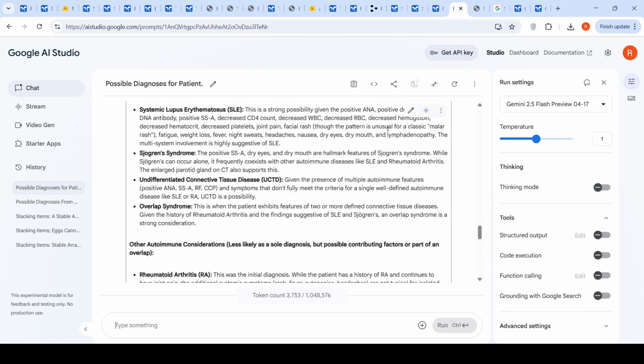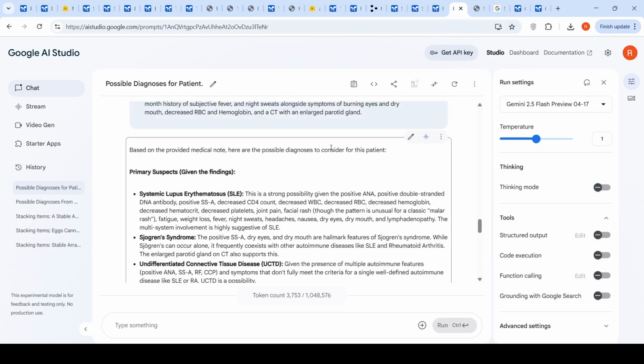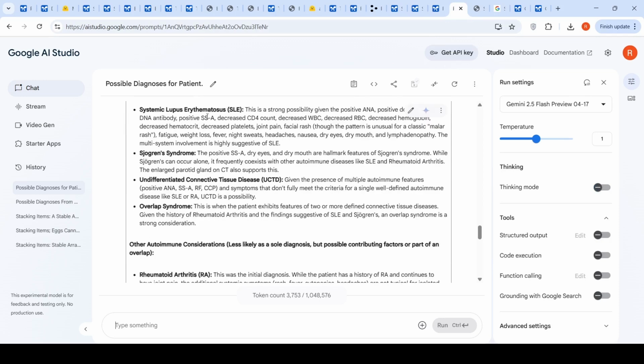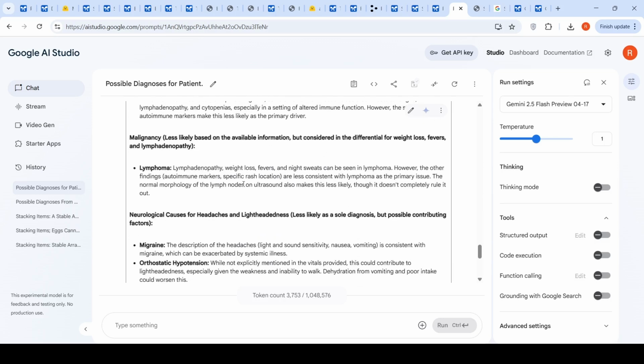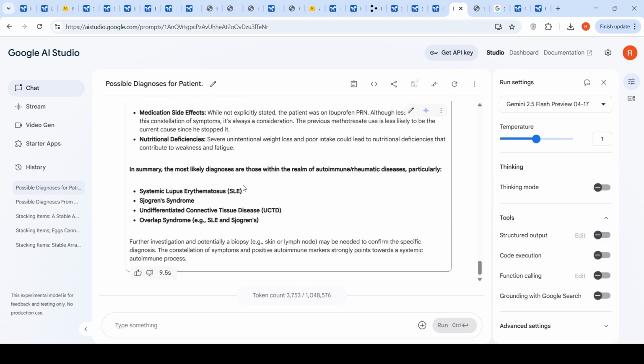Now, without thinking enabled, when I run the same thing, it again says lupus, it says Sjögren's syndrome, undifferentiated, it says overlap also, it says rheumatoid arthritis, chronic viral, it says a possibility of lymphoma, the normal morphology, and other things. But in the final answer somewhere, it doesn't mention that lymphoma.